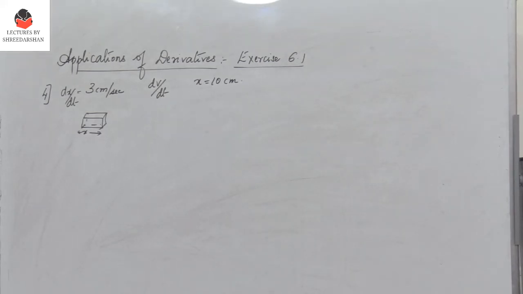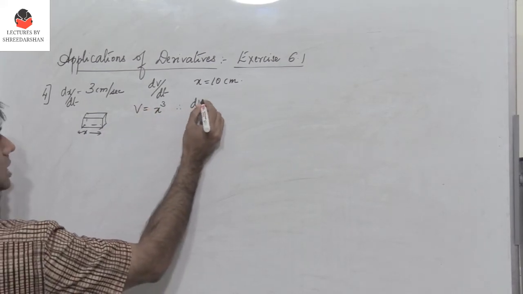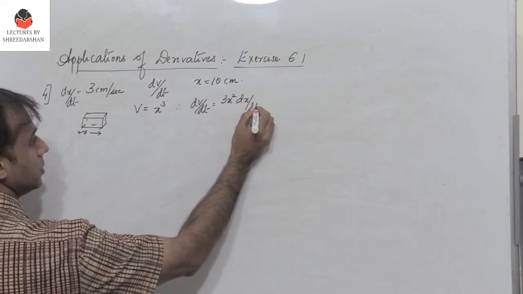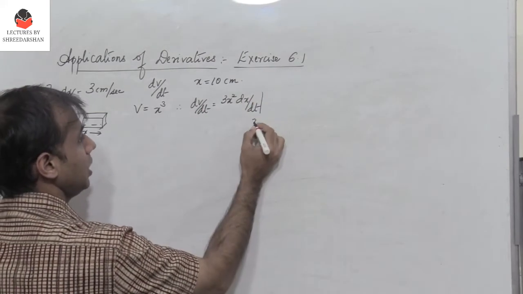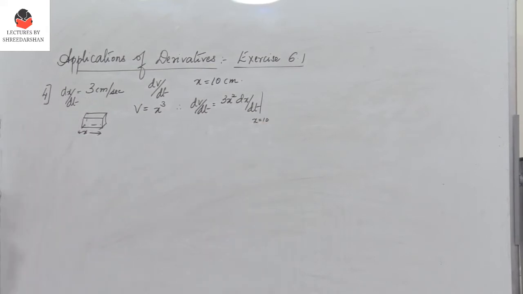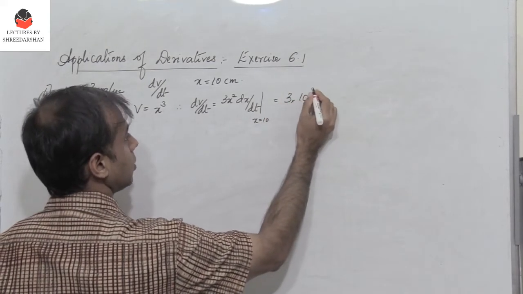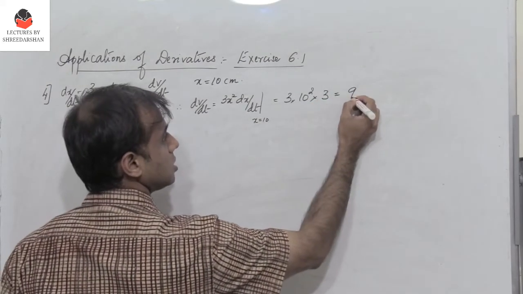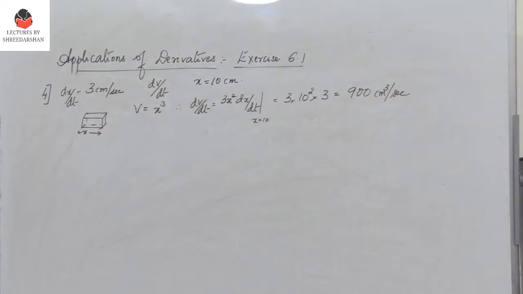Okay, so here we know that the volume equals x cube. So therefore dv by dt equals 3x square dx by dt. That is known here. So now I need to find dv by dt when x is equal to 10. And we also know that dx by dt is 3. So let me substitute. So 3 into 10 square into dx by dt, which is 3. So this is 900 centimeter cube per second. So very simple problem. Let's move on with the next one.